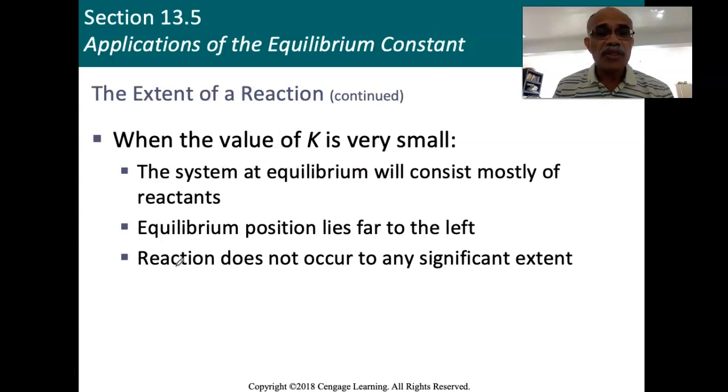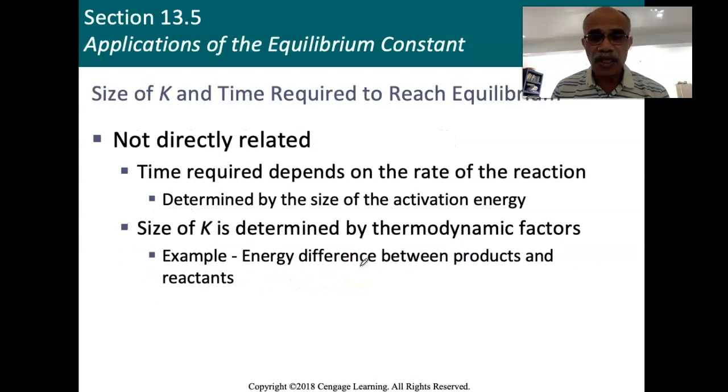When the value of K is very small, what we're really saying is this: the system at equilibrium will be mostly reactants. In other words, the equilibrium position lies far to the left. That is for a very small K value. When we're talking about a small K value, you're talking in terms of the order of 10 to the negative 3, for example. Those are very small K values. And when we are saying that, the reaction really does not occur to any significant extent.